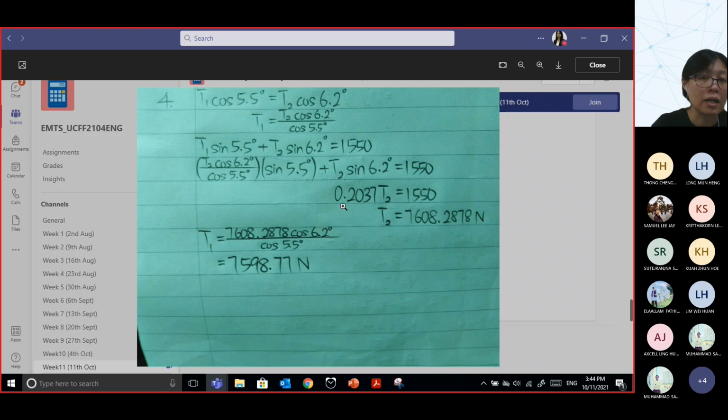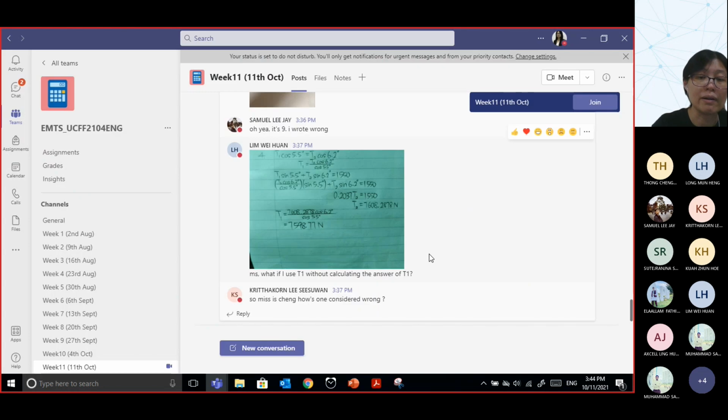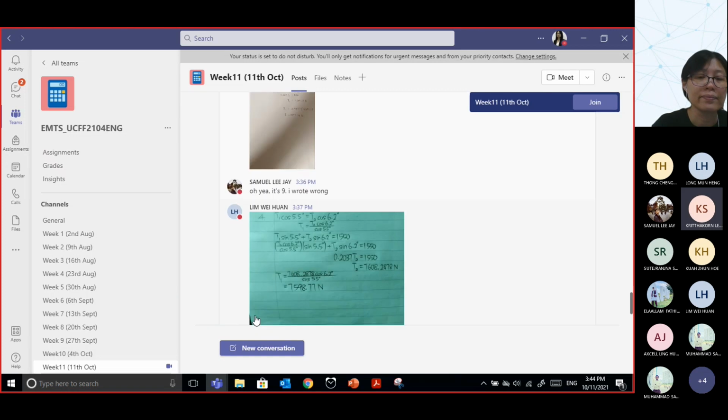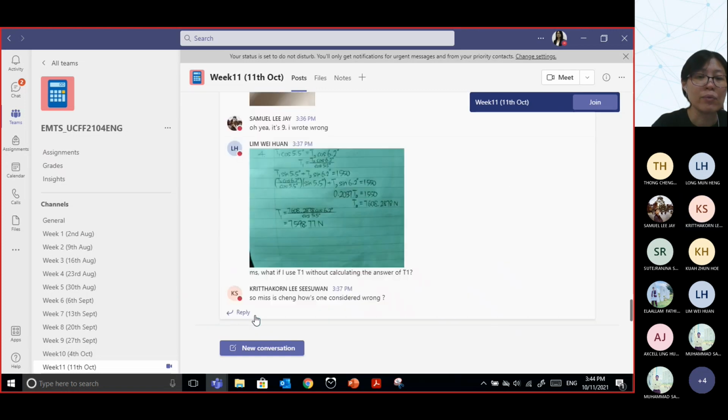So I'm fine with this one because the workings look fine. At the end, we want the answer for T1 and T2. That is fine. Okay, Wei Huan, your answer is fine, the working is fine. I think I answered the question already. Okay, thank you.